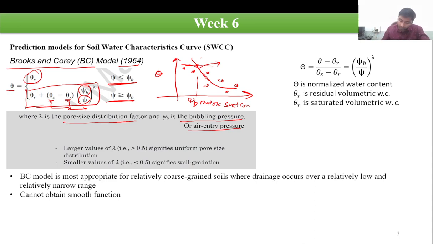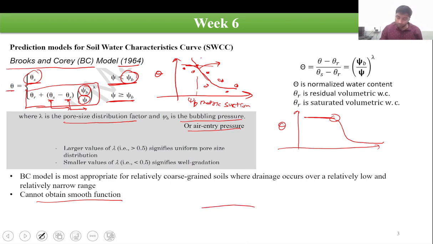The problem with this model is that it does not give a smooth function. Up to the bubbling point, it shows the value as theta s, and after that, the expression is given. So it is not continuous at this point, because you'll see the break at the bubbling pressure. We'll solve a numerical on this. We have already solved one numerical using the Excel program by fitting a curve to the data, as we saw in the last class. And today we'll see a comparative example of the three main models which we have discussed.